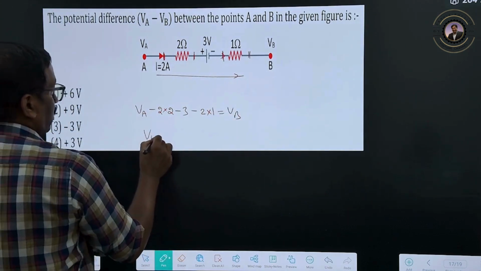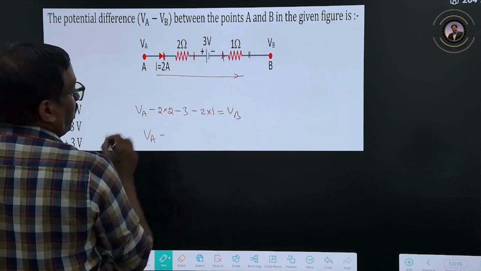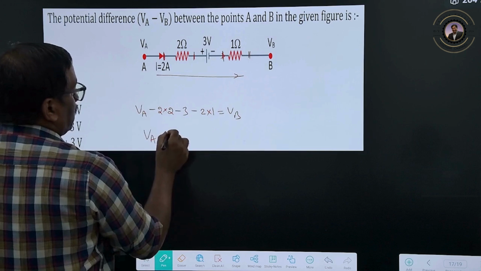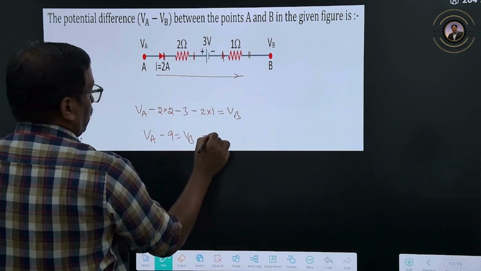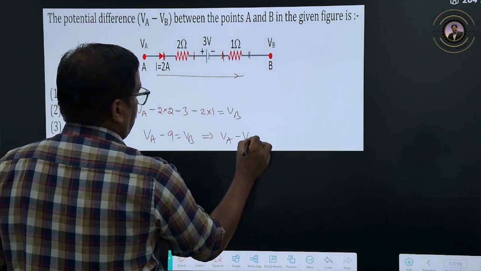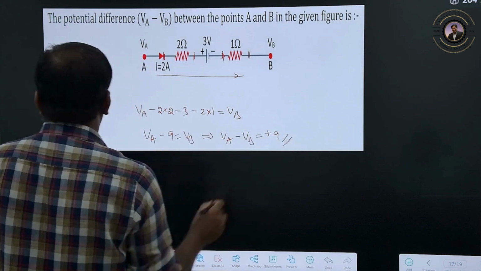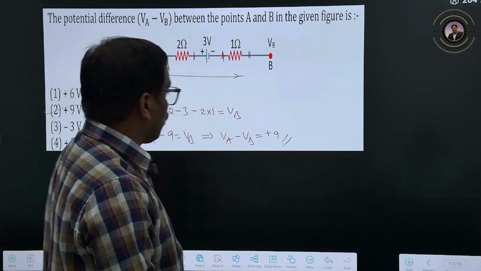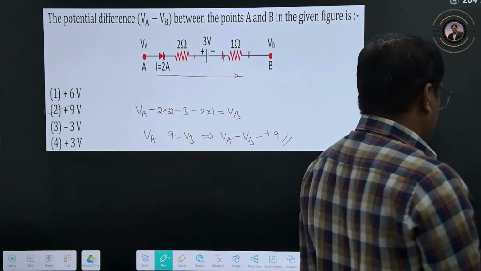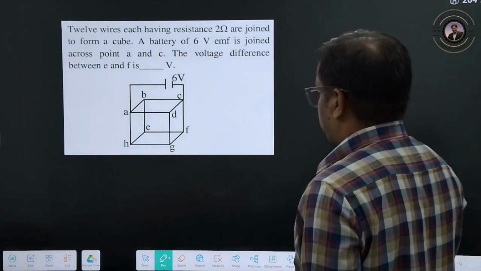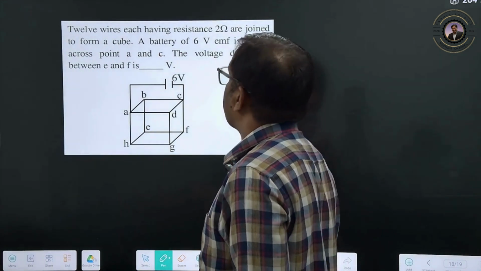So VA minus 4, minus 3, minus 7, minus 9 is equal to VB. So VA minus VB is equal to plus 9. Plus 9 volts will be your answer. Clear? Right?